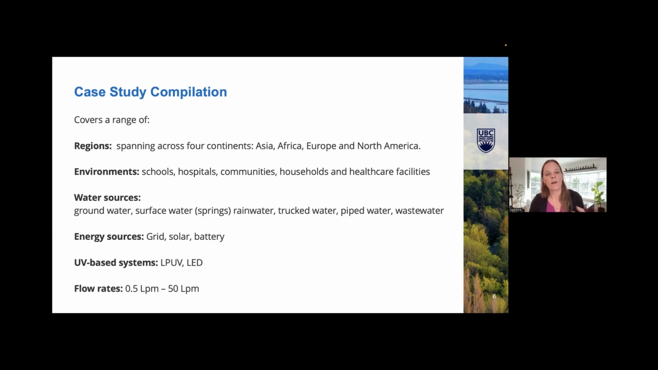We cover groundwater from wells, surface water from springs or rainwater collection ponds, and rainwater harvested from a roof. Also, there's a case study that involved trucked water and then piped water, and one involving wastewater as well. So we try to cover a broad range of water sources and a broad range of energy sources as well. A majority of the studies use grid or solar power, and there's one on battery power. For UV systems, we're using low pressure mercury lamps or ultraviolet LEDs. These systems operate at flow rates between 0.5 and 50 liters per minute.